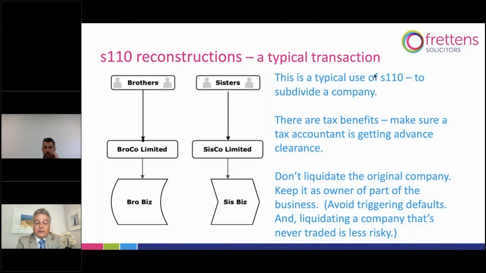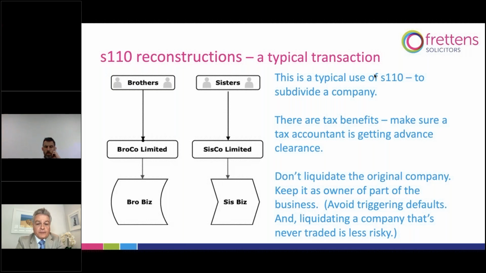There are tax benefits in doing this through a Section 110 transaction. I mean, there are other ways of doing this transaction, but the tax benefits usually mean that Section 110 is used for doing it. And the main tax benefit is that this transaction is purely tax neutral, so it doesn't trigger very much in the way of tax liabilities when it's done. And if you like, the tax history of both businesses are rolled over into the new companies.